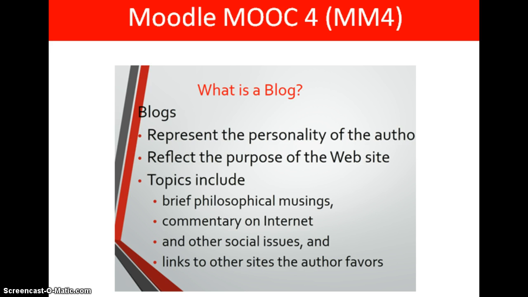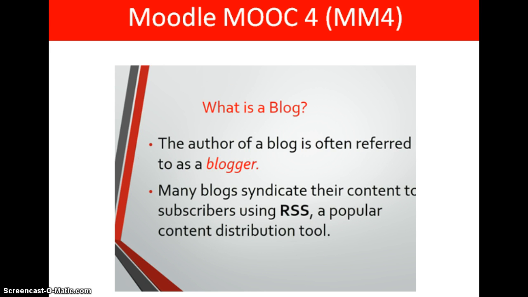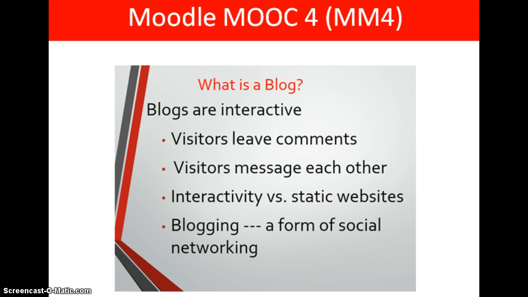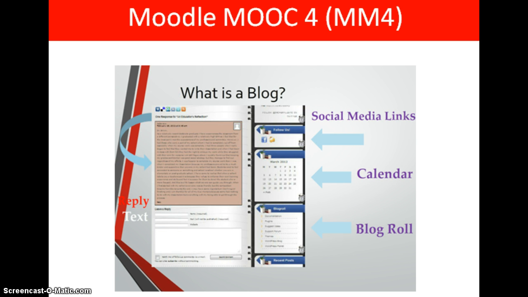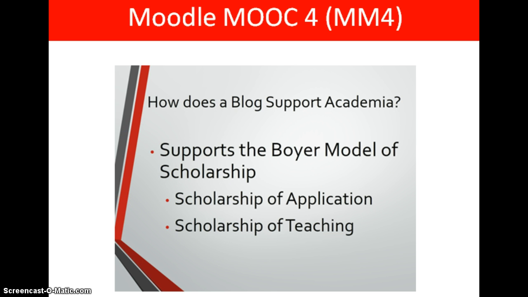As you see here, and here, and here. She showed and discussed the necessary elements of a successful blog: header, RSS feed, welcome area, sign up area, social media links, calendar, blog roll, reply area, and text area. Cheryl told how a blog supports academia with the Boyer model of scholarship.